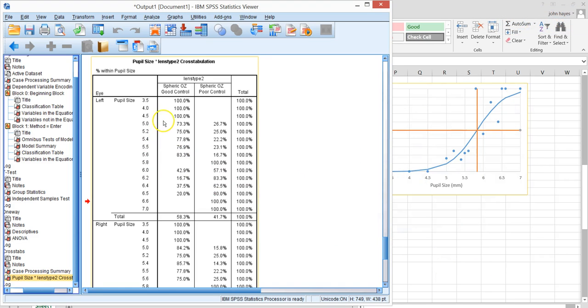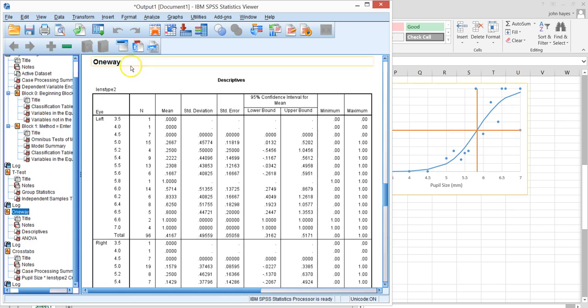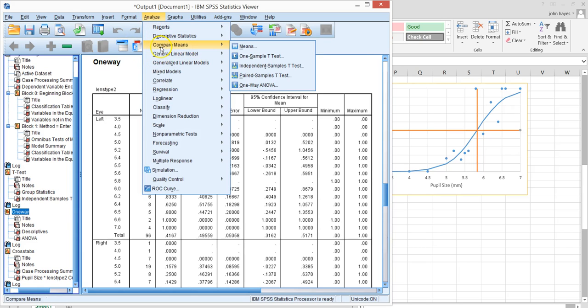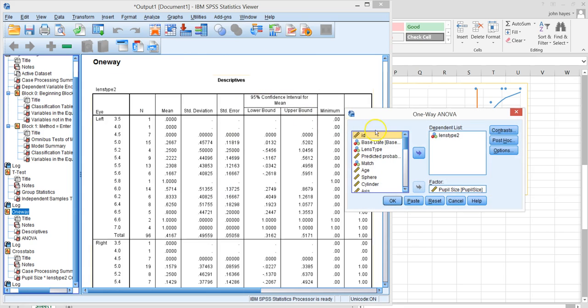Now, this is an ugly crosstab to copy in and work with because we want to go for proportions. And these are labeled as percents. We could use it, then divide by 100. There's also 2 columns here. I'll show you a little trick that you can do. You can go into Analyze, Compare Means, One-Way, and put in lens type. And lens type, remember, is a 0 or 1 variable. So we're calculating the mean for 0 and 1 for each level of pupil size.